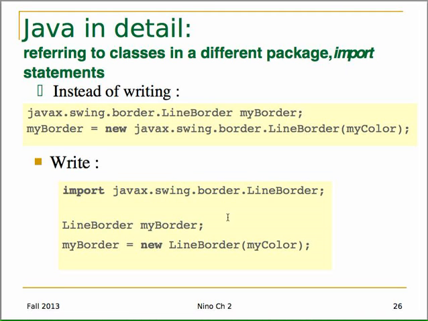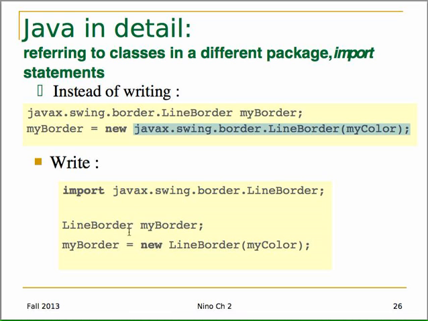Why do we use import statements? Because the alternative is kind of wordy. Let's say you want to create a myBorder object that's an instance of the line border class. This is one way of doing it. You specify the full path, javax.swing.border.lineBorder. That's the type of myBorder. And then when you create it, you have to say myBorder equals new, and then the same thing all over again, javax.swing.border.lineBorder.